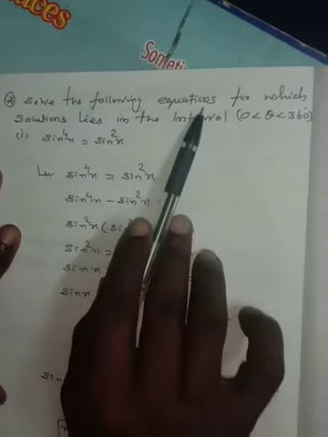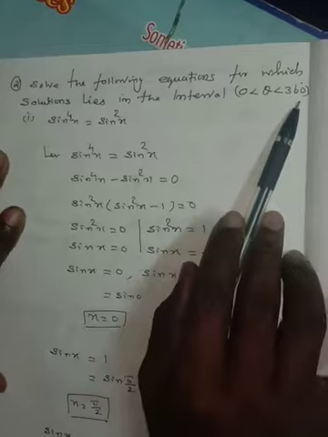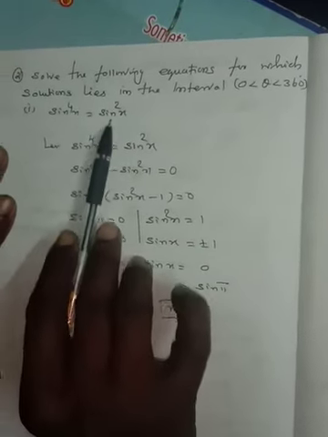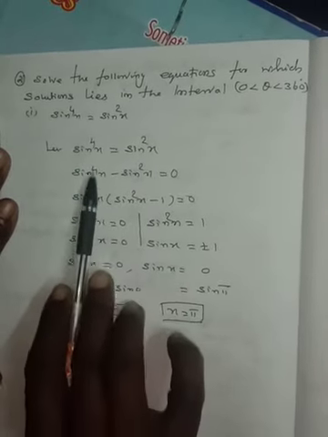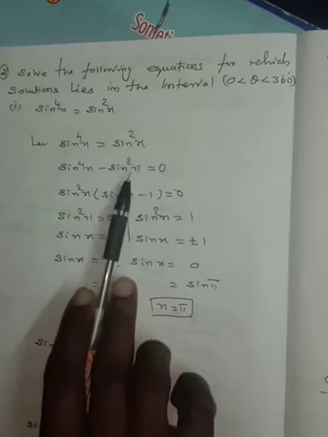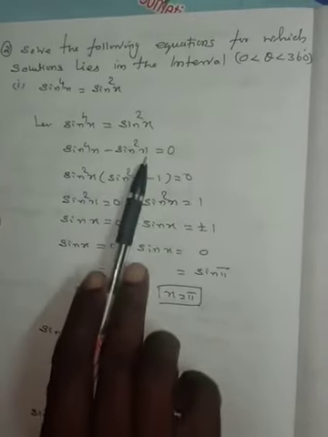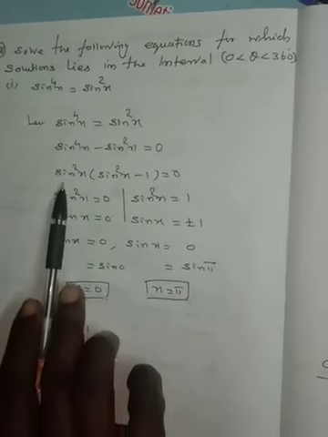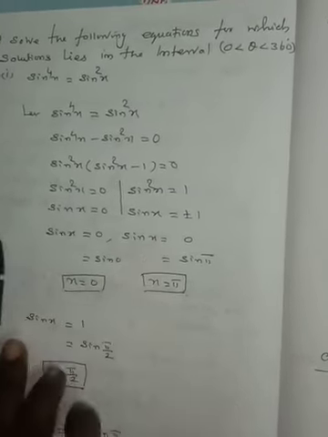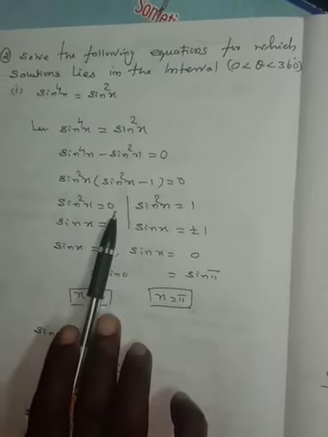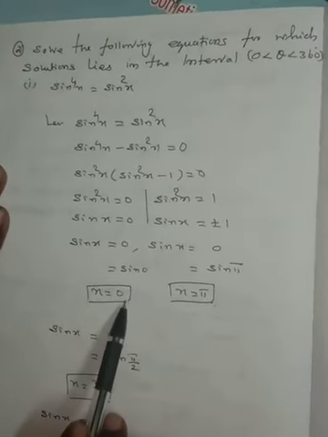Solve the following equations for which the solution lies in the interval 0 less than theta less than 360. Number 1, sin power 4 x is equal to sin square x is given. Let sin power 4 x is equal to sin square x. Sin power 4 x minus sin square x is equal to 0. Taking sin square x common, sin square x into sin square x minus 1 is equal to 0. Now a b is equal to 0 means a is equal to 0 or b is equal to 0. If a is equal to 0, sin square x is equal to 0, sin x is equal to 0. In terms of sine, sin 0 is 0. Therefore, x is equal to 0.